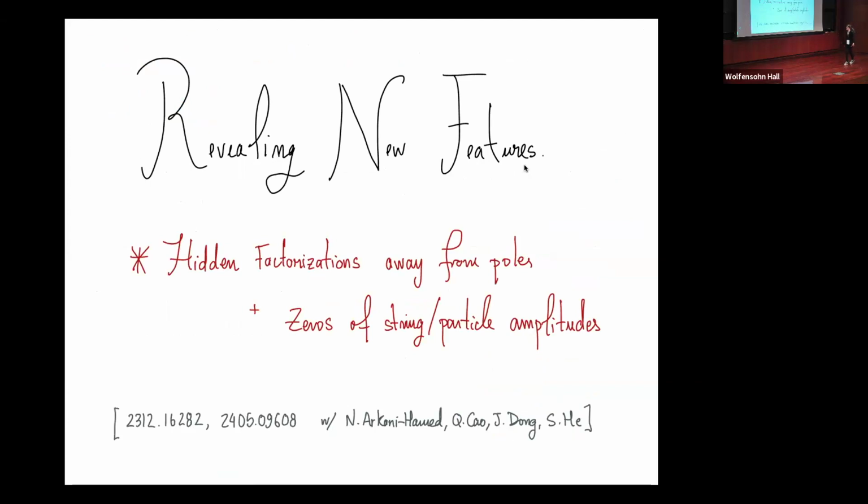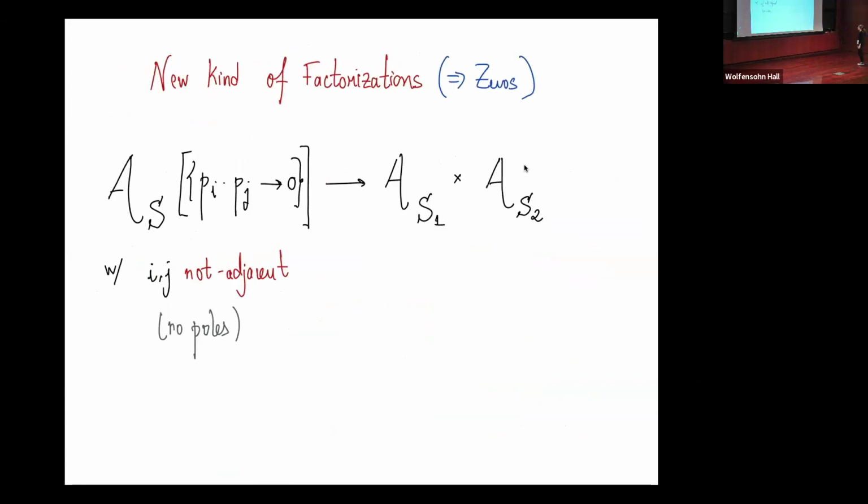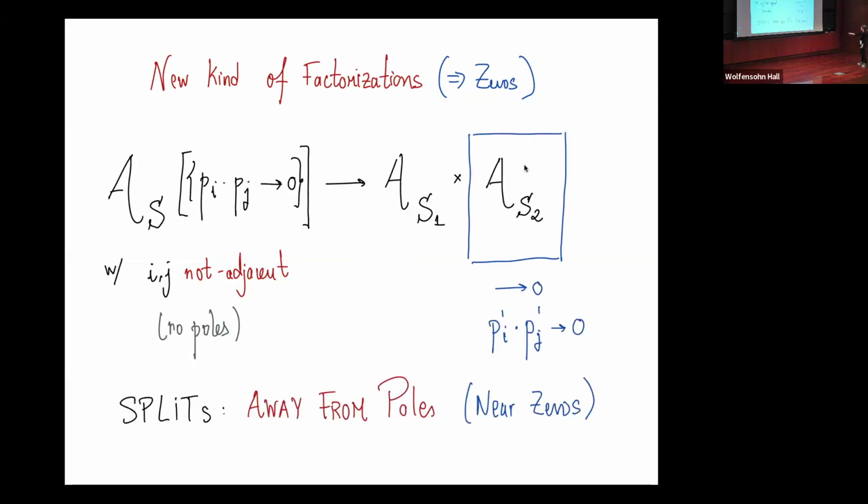Okay, so let me proceed to the second part, where I'll talk about this pattern of factorizations away from poles and the connection to some interesting zeros of both particle and string amplitudes. So I'll just start by stating what the phenomenon is. So the claim is that if I set a special collection of pi·pj to 0, where crucially i and j are two non-adjacent indices, so that I'm not close to a pole, then the amplitude factorizes into the product of two lower point amplitudes. And then if I further set some pi·pj inside one of the subfactors to 0, I can make it vanish. And so in this way, I can access a zero.